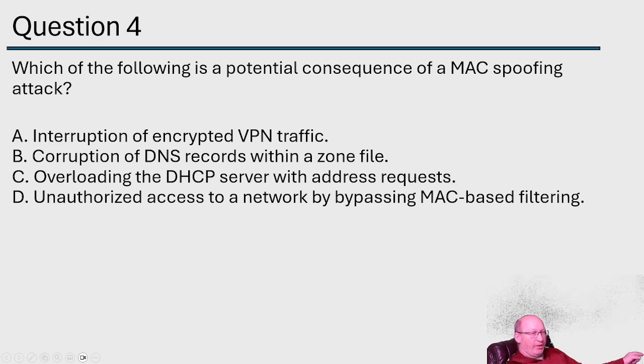So why not overloading the DHCP server with address requests? Well, that would be an attack, right? That would be a DoS, a type of attack where we could also do ARP spoofing, I think. We could hit it that way. There are a lot of different attacks that we could do through overloading the DHCP server with address requests. I think ARP would be the most relevant one.